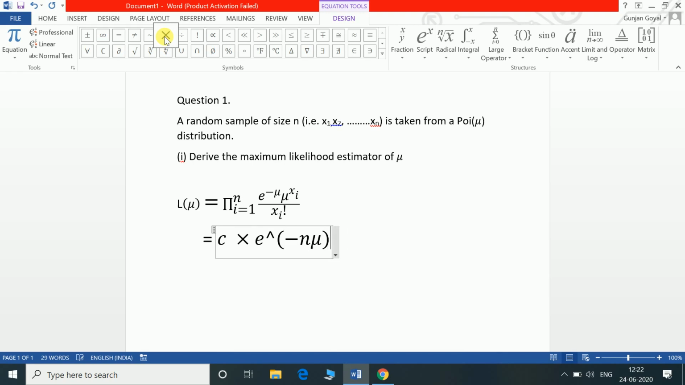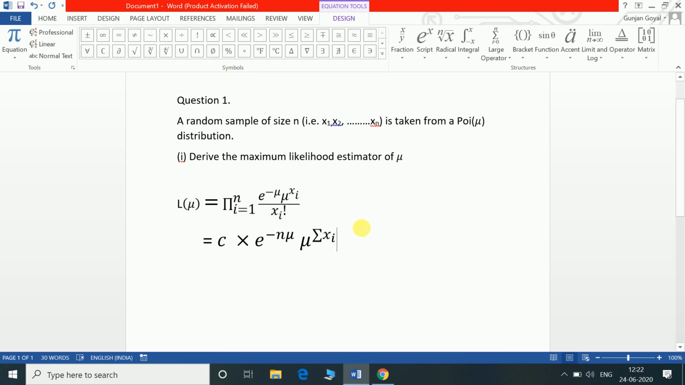space, close, space. Okay, and then again I need mu to the power summation xi. So I give a space, backslash mu, space, to the power, I open a bracket, I write backslash sum, which will give me the summation sign when I press space, and x underscore i. Again a bracket, again a space, bracket close, and space. So see, this is as easy as this. Just need to remember, with practice this will come on.